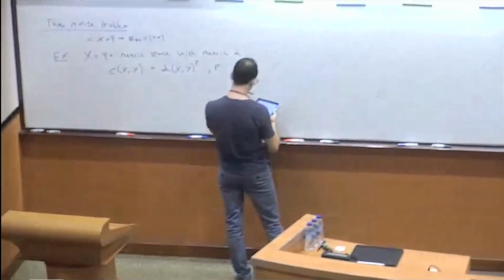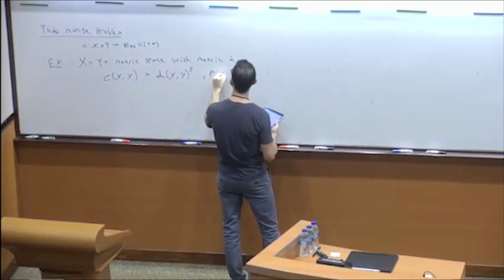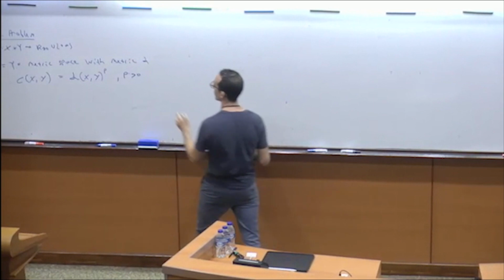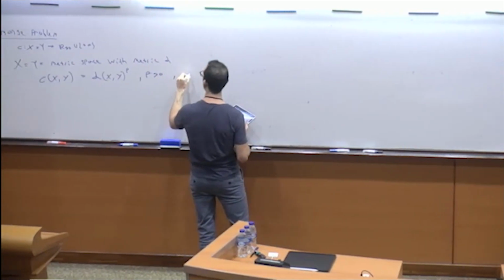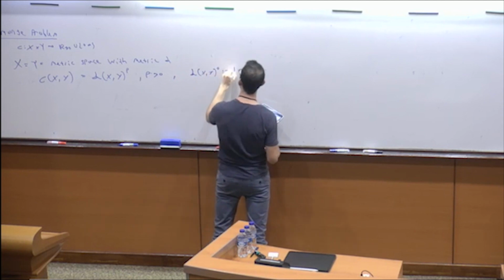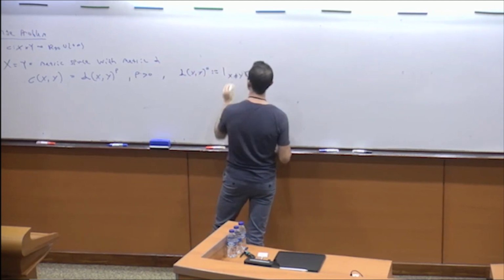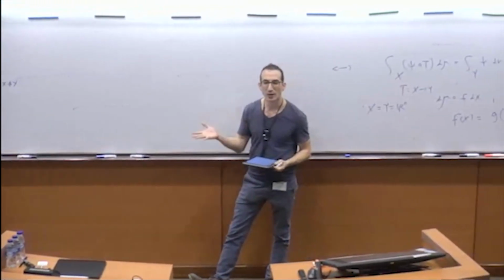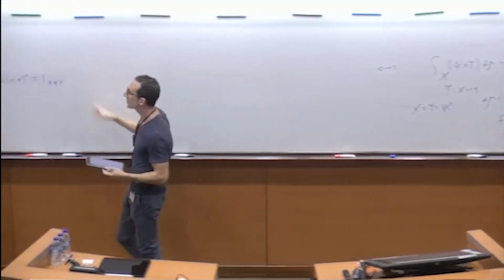Let me say p greater than 0, but there are different behaviors depending on whether p is greater than 1 or smaller than 1. You can even define what it means for p equal to 0. You can just define d to be what we sometimes call the trivial metric, which is just 1 if x is different from y and 0 otherwise. So it makes sense to define it that way.